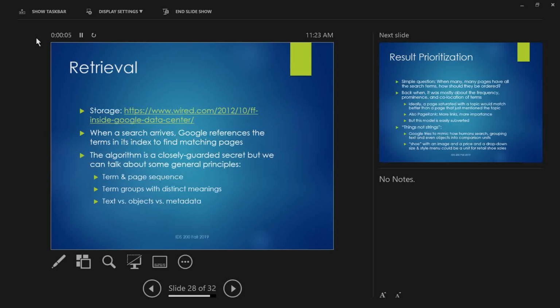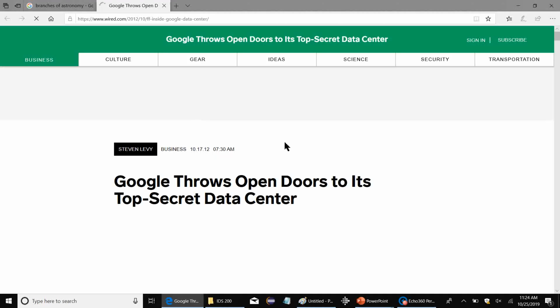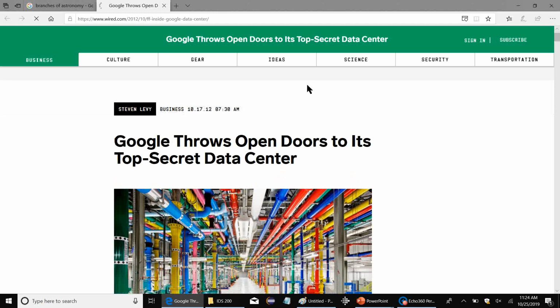So that's enough. That's our few slides intro to indexing. And the other part, retrieval. Okay, so first of all, Google data centers, right? This is an old link. It's from like 2012, but they're basically going to look the same. So Google throws open doors to its top secret data center, right?